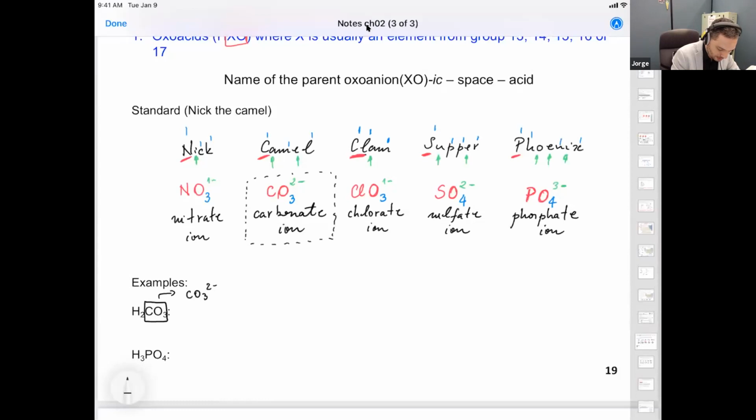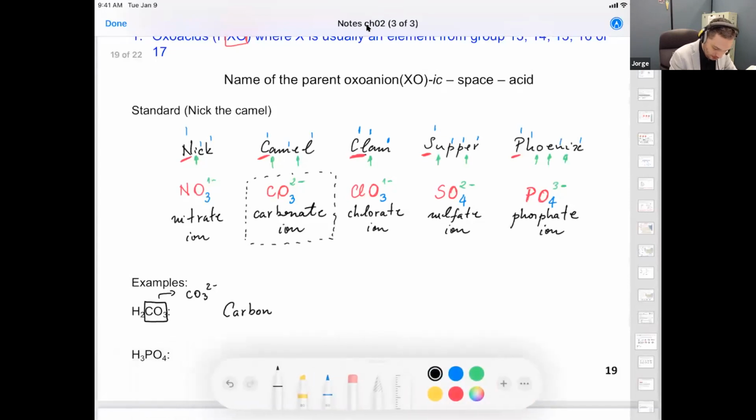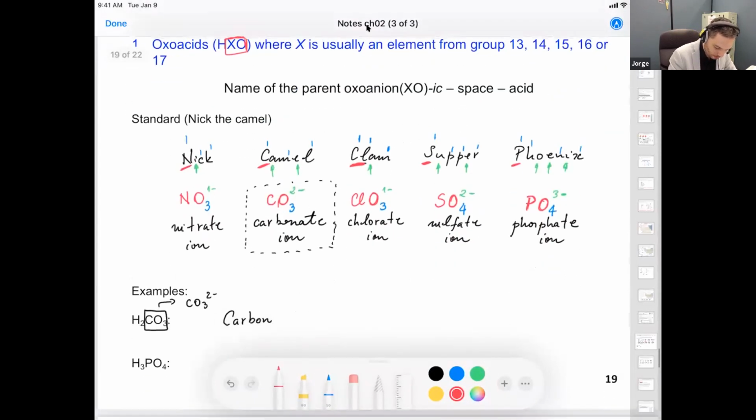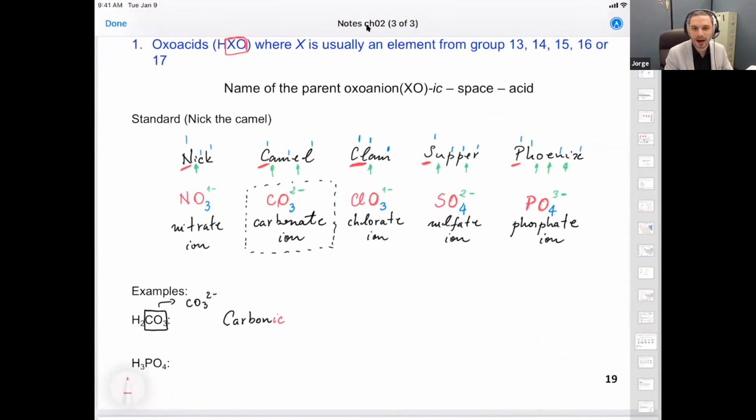CO3 2 minus is carbonate. So we are going to do a very simple thing here. I'm going to toss ATE and add to the name IC. Therefore, it's going to be carbonic. And then leave a gap and add the word acid. Therefore, H2CO3 is named carbonic acid.